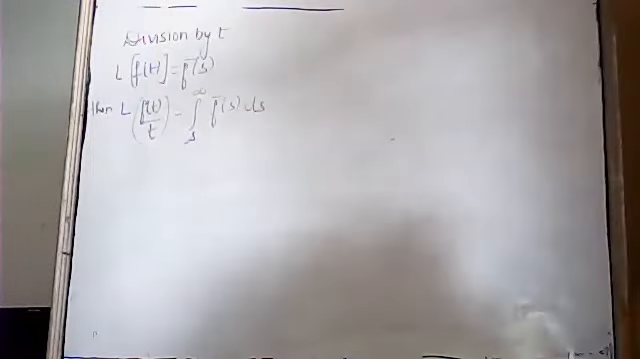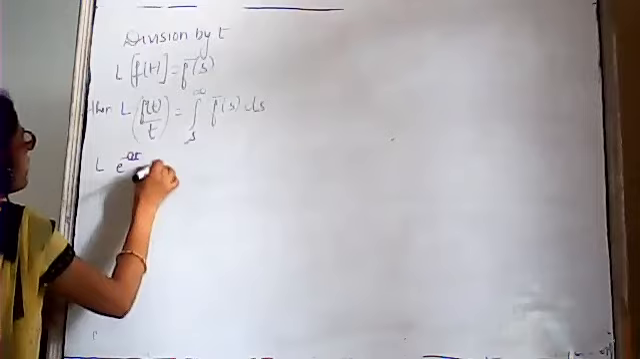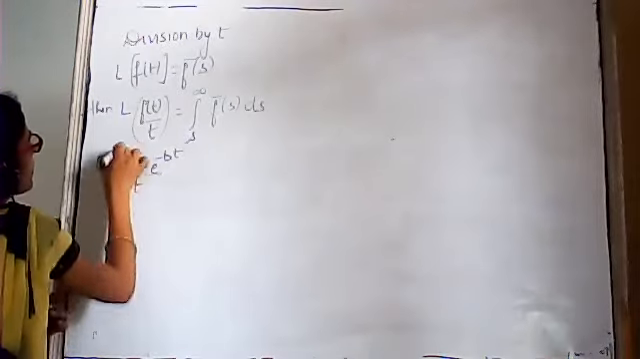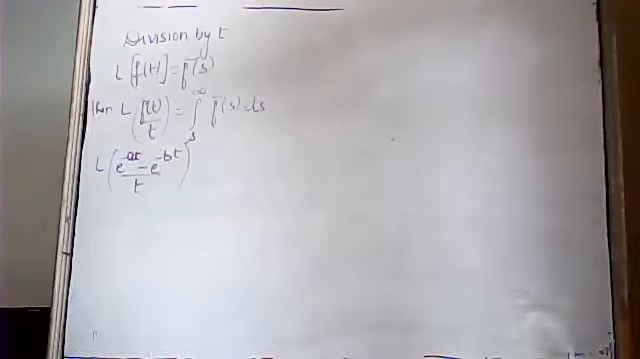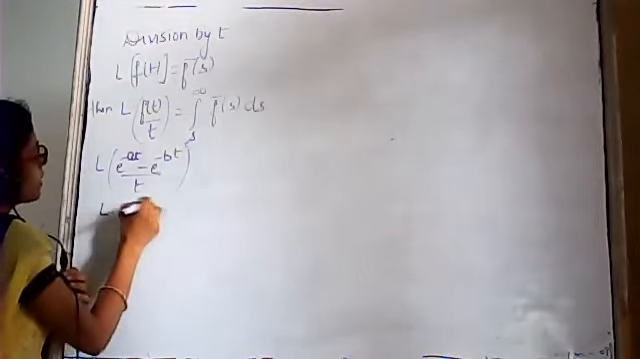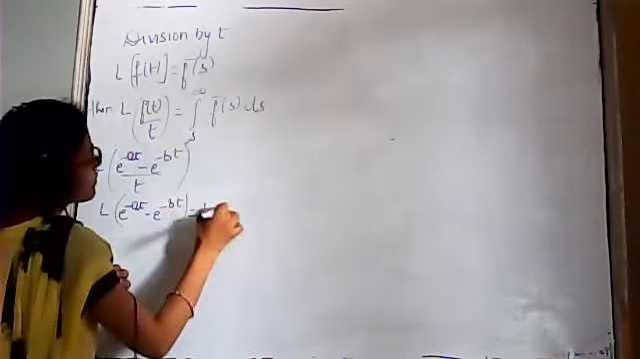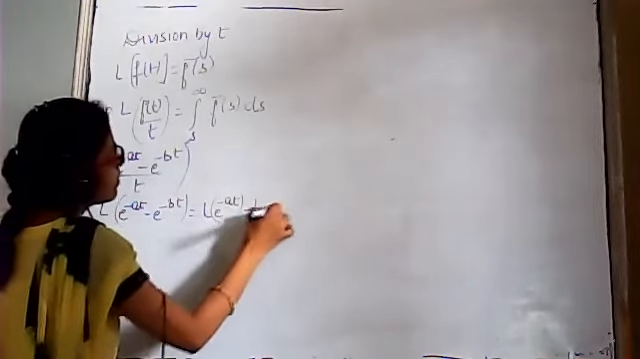Again question is there, find the Laplace transformation of (e^-at minus e^-bt) upon t. First of all, ignore this t. Find Laplace transformation of e^-at minus e^-bt. So this is equals to Laplace of e^-at minus Laplace of e^-bt.